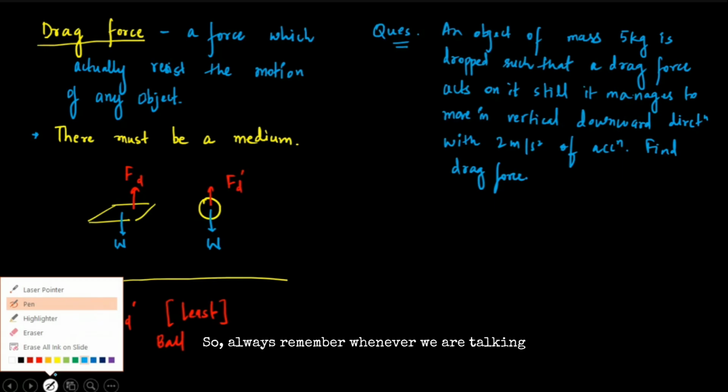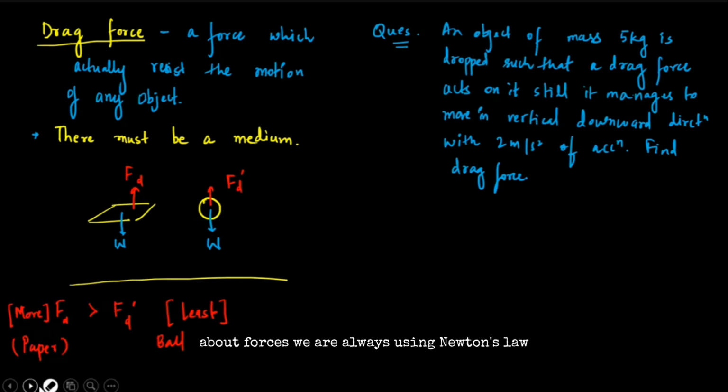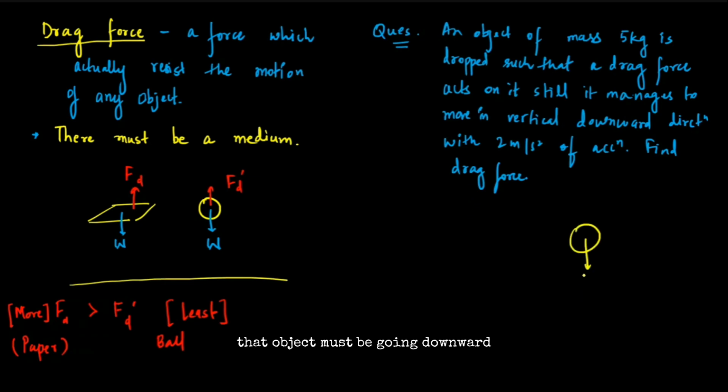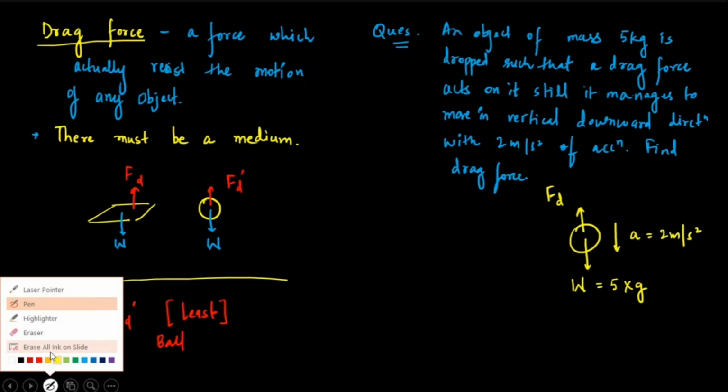So always remember, whenever we are talking about forces, we are always using Newton's law. In such situations where acceleration is constant, we can directly apply Newton's law. If the acceleration is variable, we can still apply Newton's law, but the approach is going to be different to solve the numerical. So here we can simply see that the object must be going downward because of the force called weight, which is acting in the downward direction and is 5 times g. Similarly, in the upward direction, there is some drag force because the object is moving in air. Still, because of these two forces, the object gets an acceleration of 2 meters per second square.